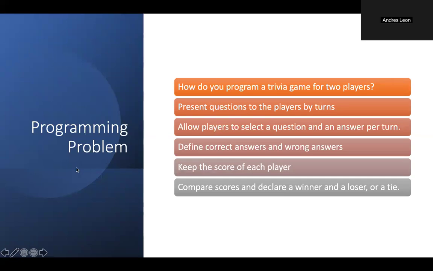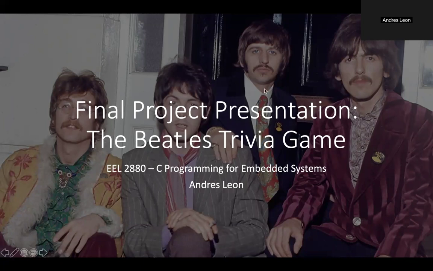So the classic programming problem that I chose for my project is how do you program a trivia game for two players? I decided to make it a Beatles themed trivia game because I really like the Beatles and their music, and I thought it would be fun to make a trivia game about their history and their music and so on.